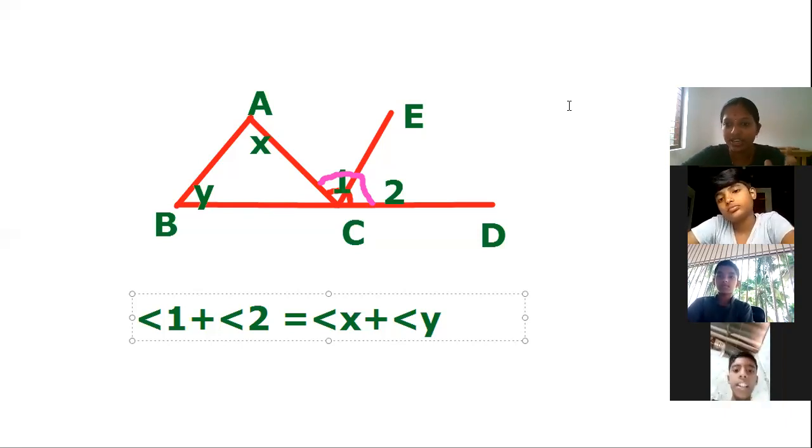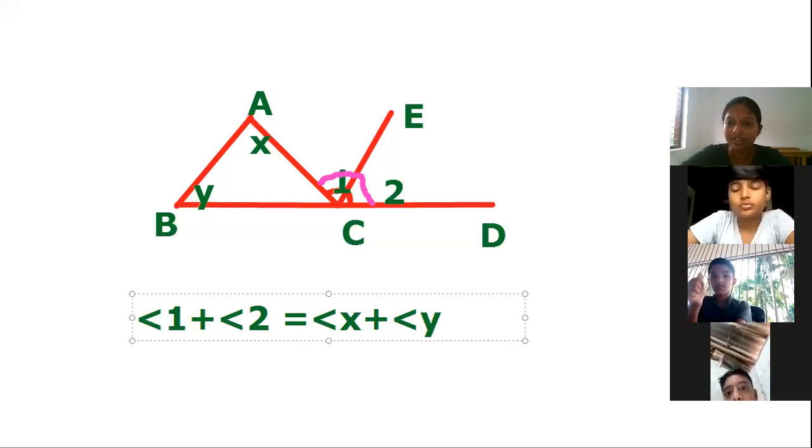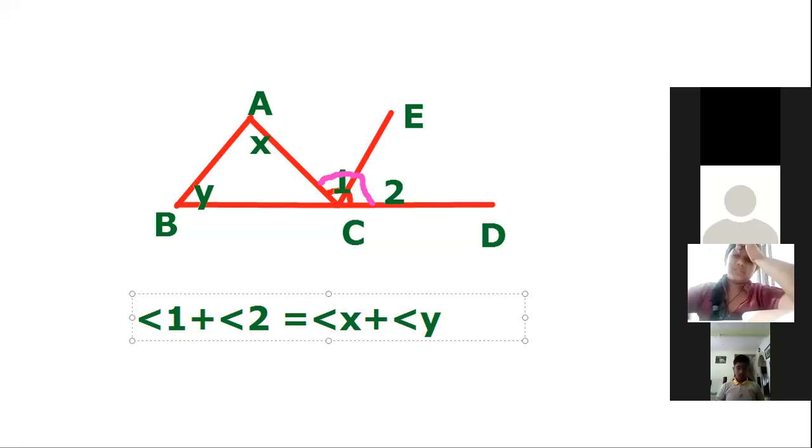Did you get the idea? Exterior angle, interior angles, the relation. What about others? Yes, miss. If you have any doubt, you can ask now. Anyone?